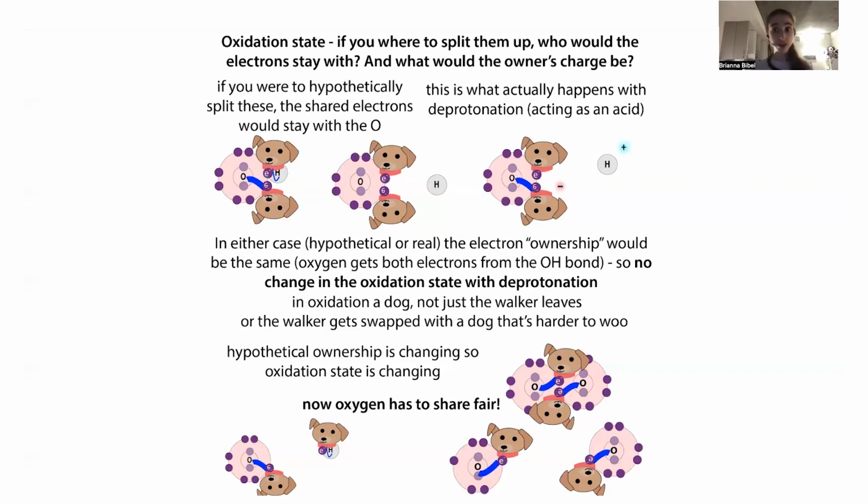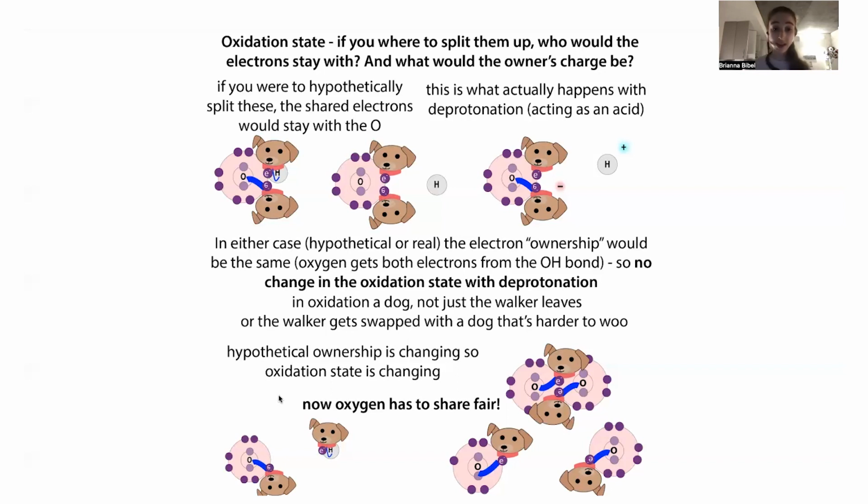But you can have reactions where the oxidation number does change, these redox reactions. We can see this happen in reactions involving hydrogen, just not the ones involving deprotonation. In oxidation, it's the dog, so it's the actual electron and not just the walker, not just the proton that leaves, or the walker is getting swapped with the dog. So if you have this hypothetical ownership changing, the oxidation state is changing.